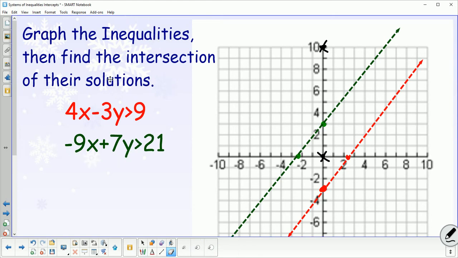I could come way over here and plot 10, 0, so I'd have 40 is greater than 9, so it works in that first one. And then for the second, that'd be negative 90 is greater than 21, so that one does not work. So, since there is no region that's shaded, we could say there is no solution. This is an inconsistent system.